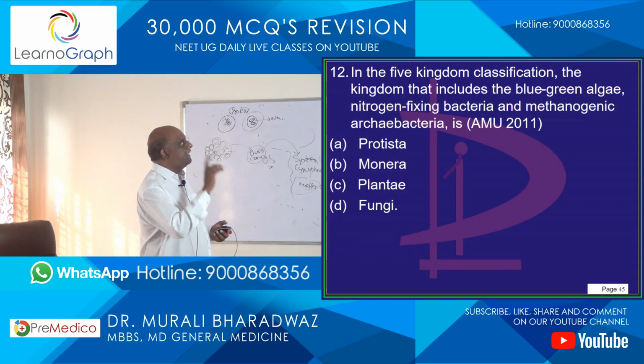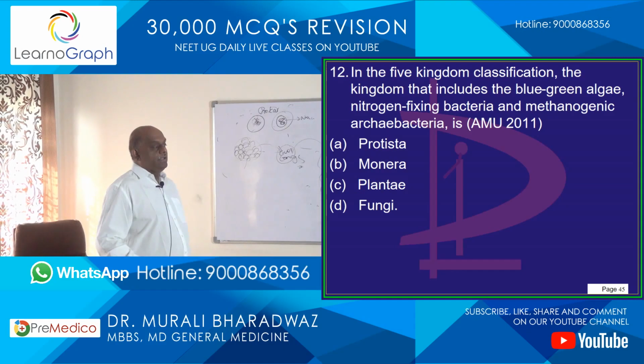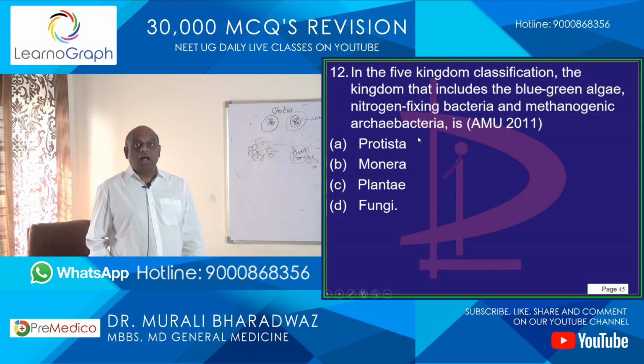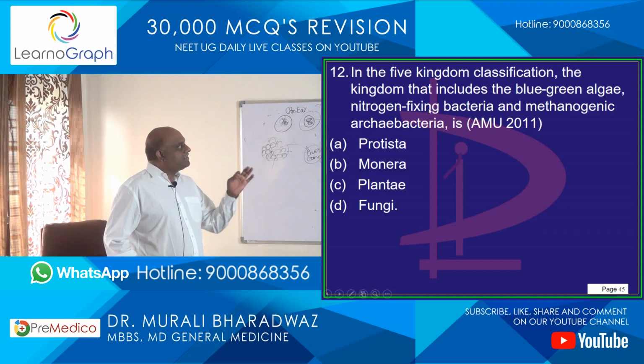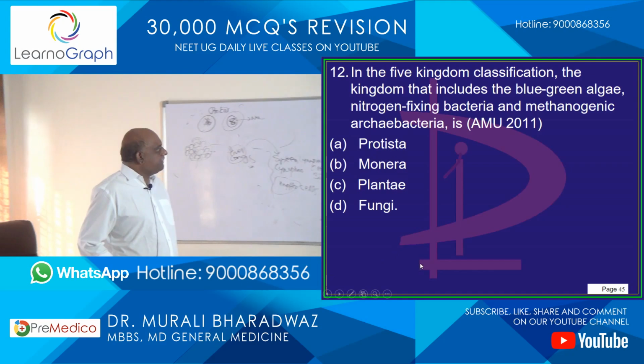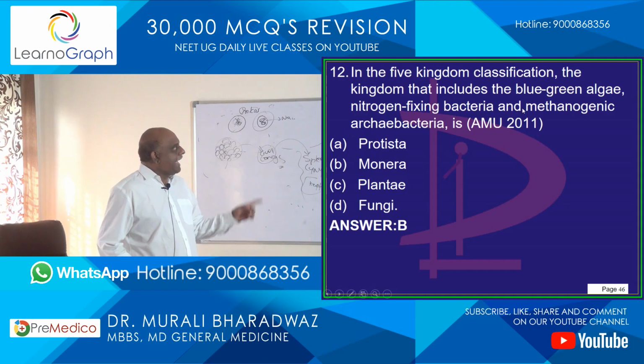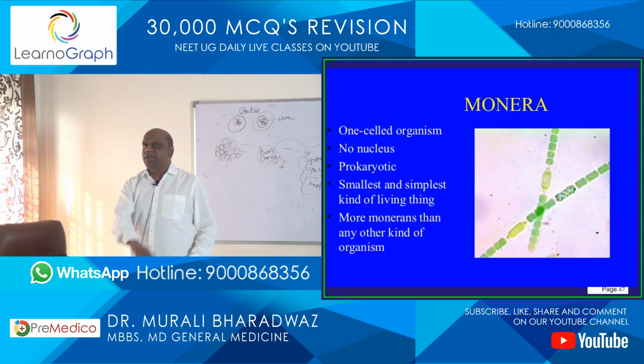Now, in the five kingdom classification, what is that kingdom which has blue-green algae, nitrogen-fixing bacteria, and methanogenic archaebacteria? Don't take tension, we will discuss all these things in detail now. All these things are in Monera. Under Monera, you have blue-green algae, nitrogen-fixing bacteria, and methanogenic archaebacteria. These three things you should not forget.